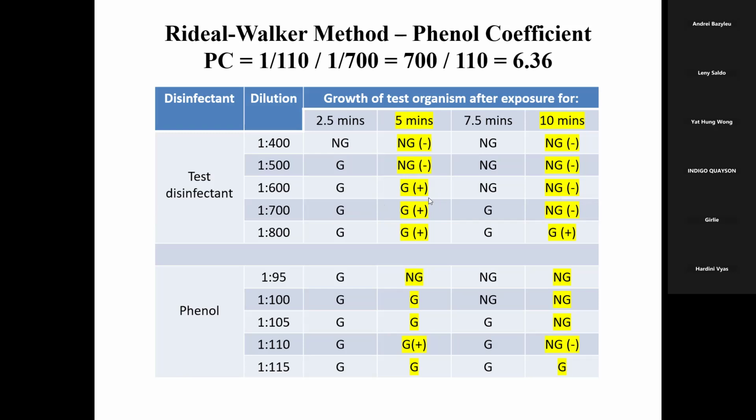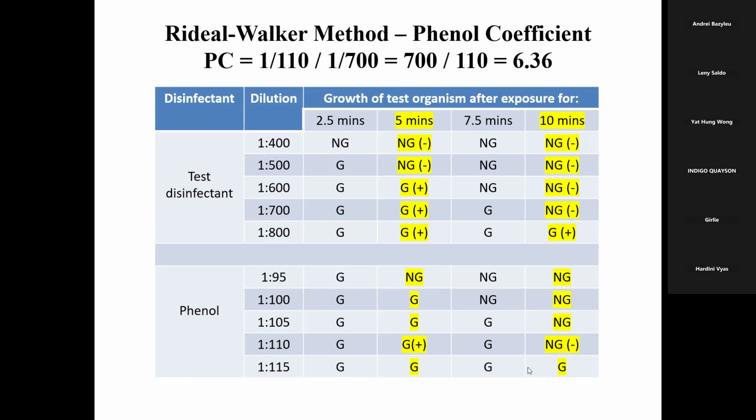So which one of the two do we pick? Like I said earlier, the highest dilution. The highest dilution, remember, is the one that gives you the higher level of dilution, which is in this case 1 in 700. 1 in 700 is a higher dilution than 1 in 600. So make a note, if you were to solve this, 1 in 700 is your critical dilution for the test disinfectant. And then for phenol, same deal.